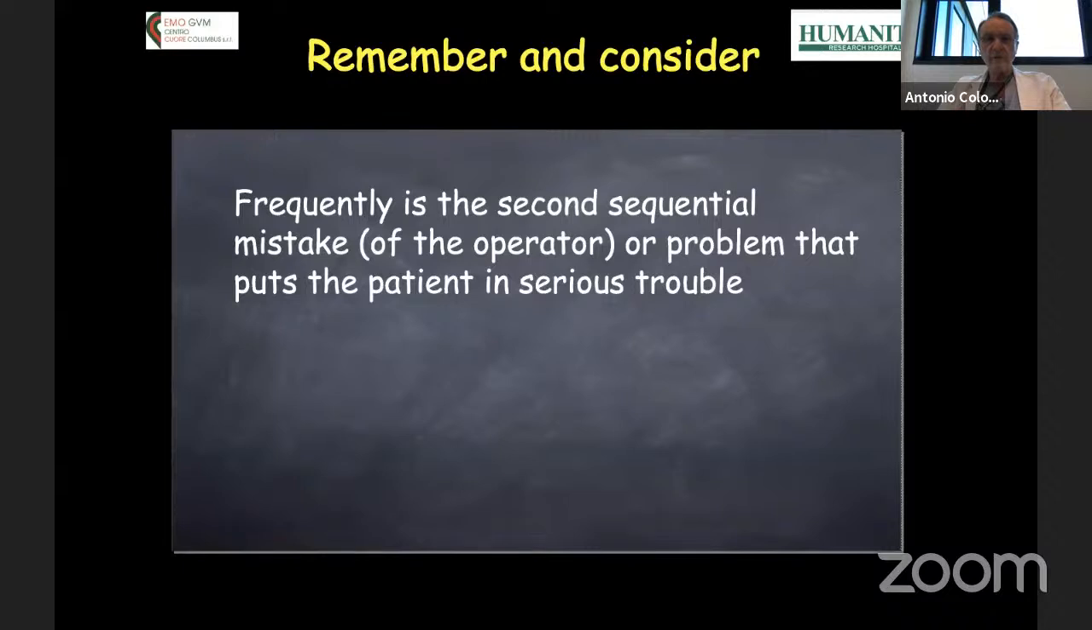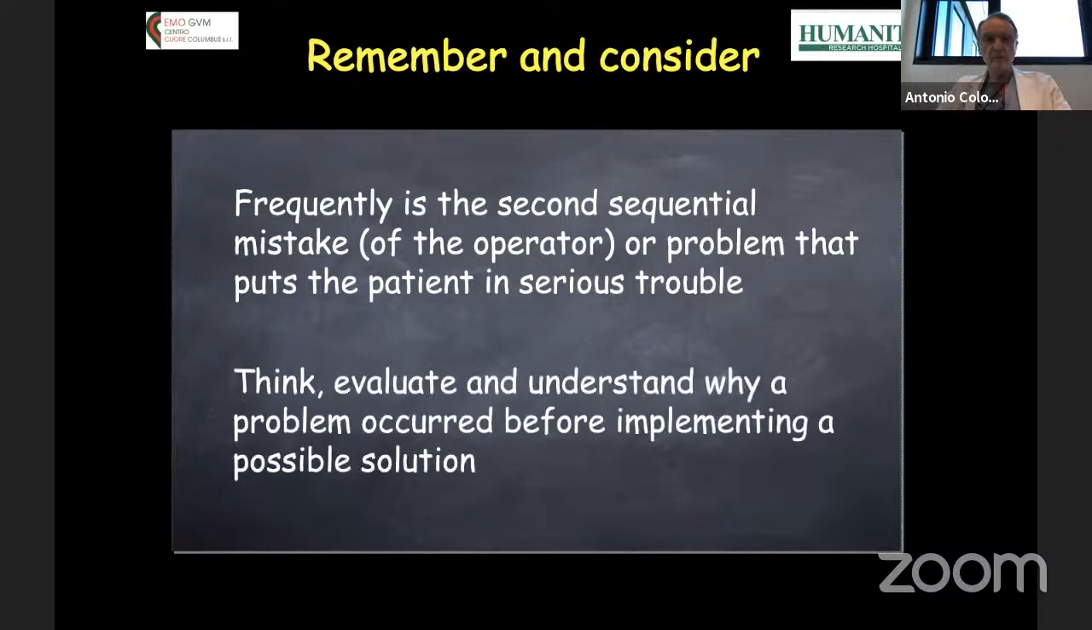So when you have a complication, you attempt to solve it and things do not go the way you like. Be patient and think profoundly, but you are not allowed to make two mistakes. One is okay, but two are a problem, and three are a drama. So think, evaluate, and understand why a problem occurs before implementing a possible solution. This is the most important message that I would like you to remember from this lecture. Thank you for your attention.